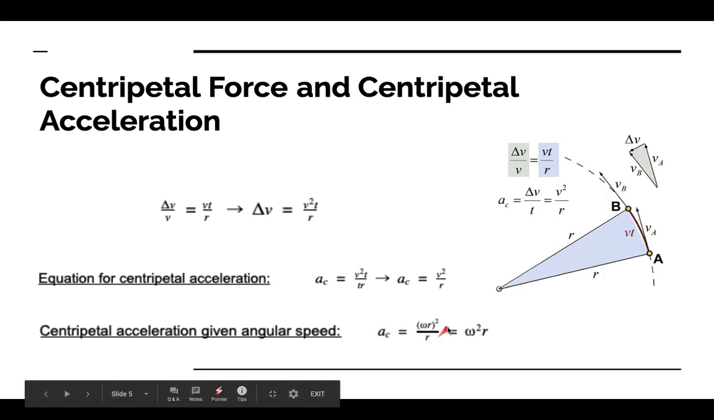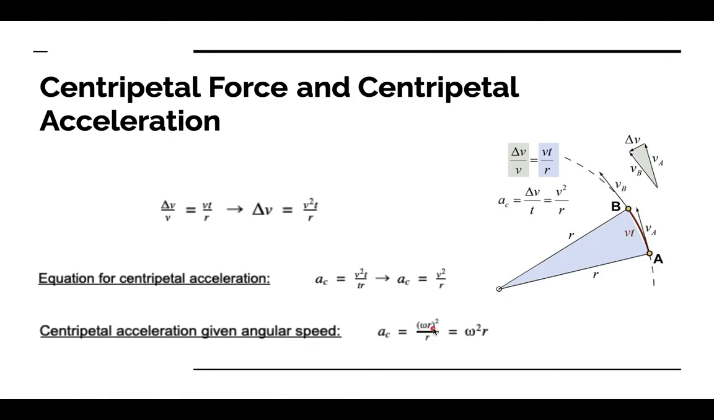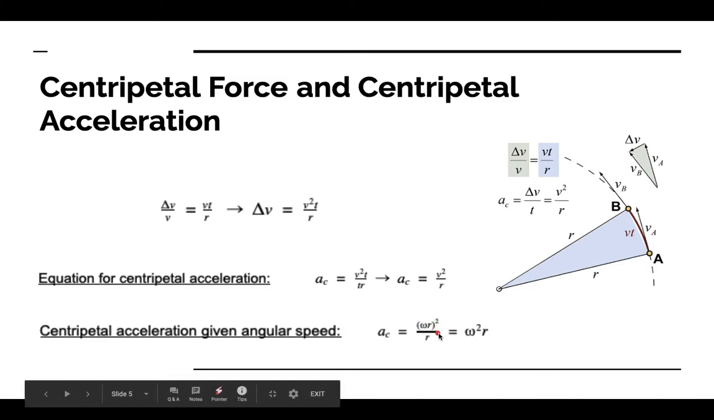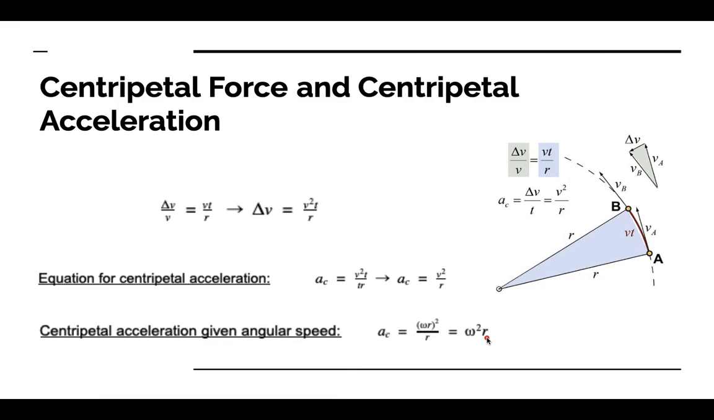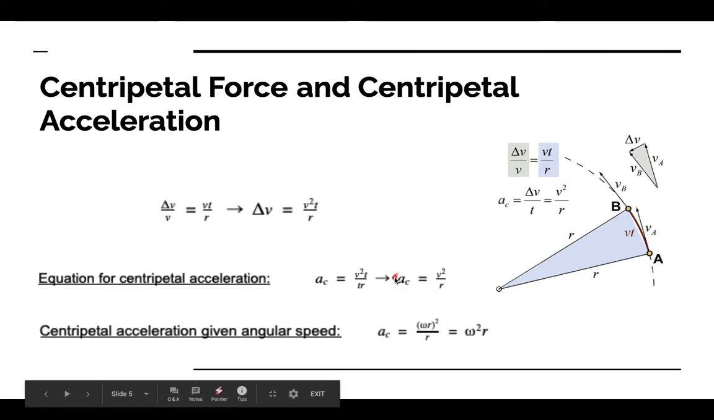To get this form right here, all we do is we take v and replace it with omega times r, the conversion from angular to linear velocity, and that's going to give us omega squared times r divided by r, or omega squared times r after you do a little bit of algebra and simplifications. So this equation right here you do not need to know because it's on the equation sheet. This equation right here you do need to know because it's not on the equation sheet.